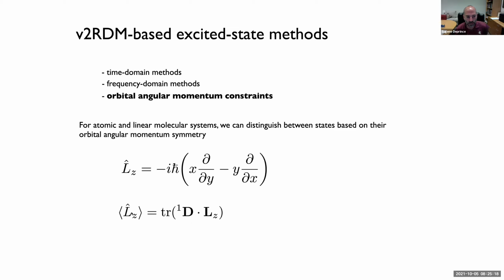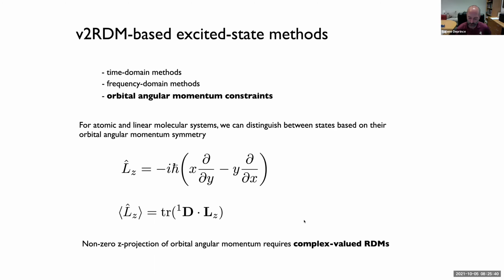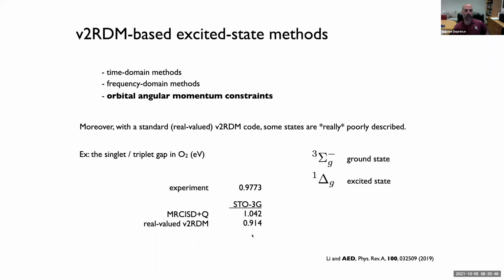If I want to evaluate the expectation value of Lz, and I want to get a value of Lz that's anything but 0, I need an RDM that's complex valued. So in order to explore these types of symmetries and look at non-zero Z projections of the orbital angular momentum, we have a technical challenge that we need to treat complex valued RDMs. That's fine. Postdoc Rain Lee did some great work and implemented a complex valued version of V2RDM for us to play around with.